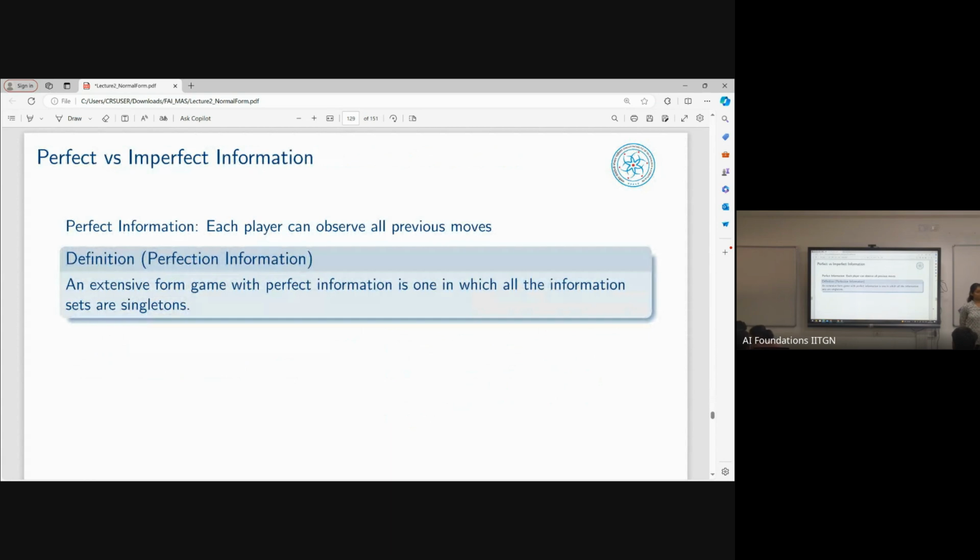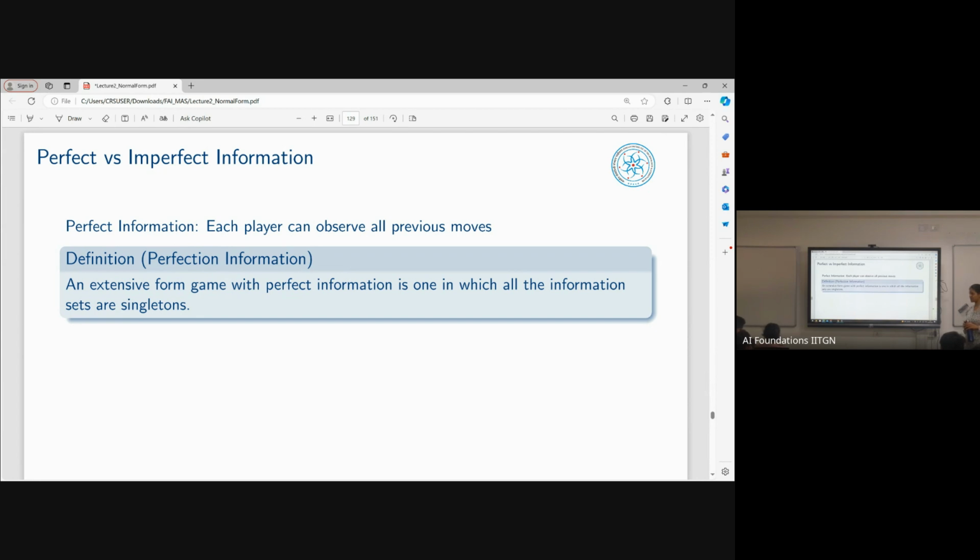So perfect is only when at every point you know what the previous player's move was. If at any point you didn't know what the previous player's move was, then it is imperfect information. Perfect means complete knowledge. If partially you know, partially you don't know, that is imperfect.